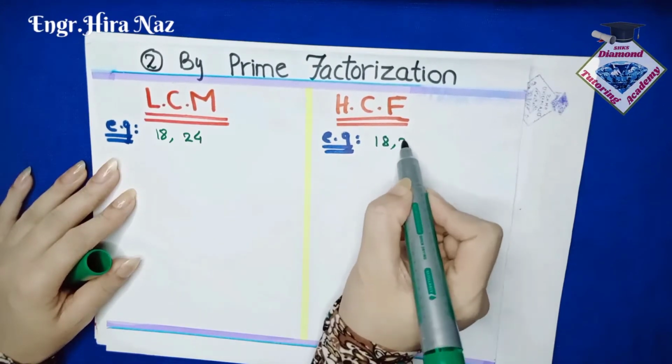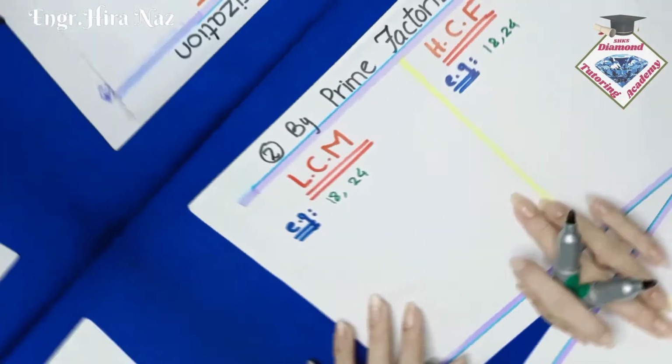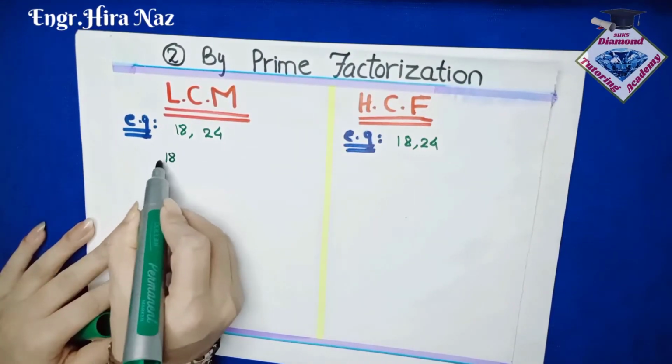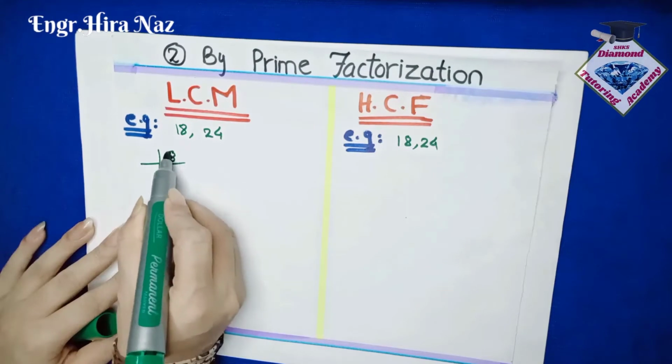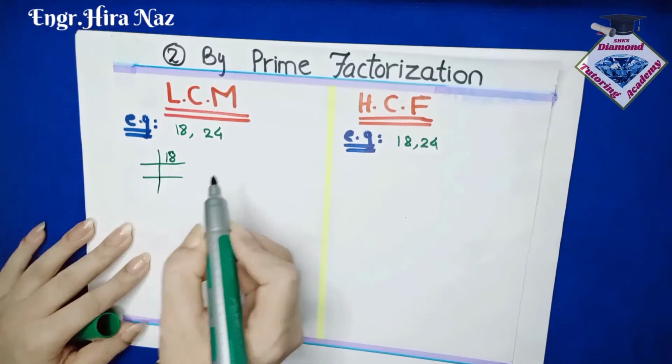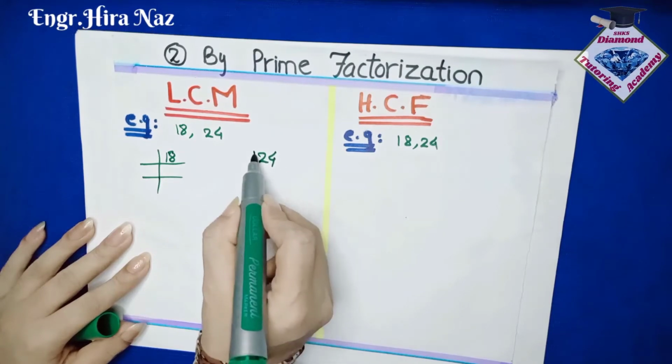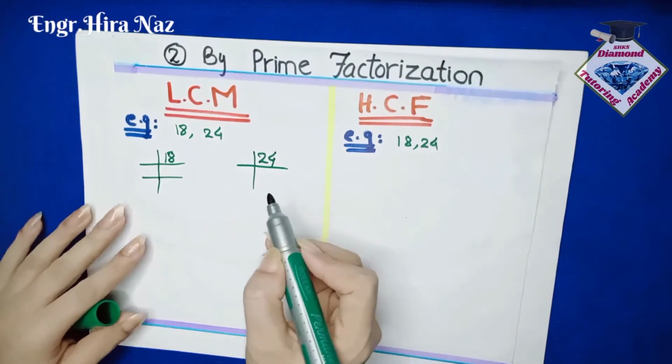18 and 24. Here what you have to do is, you have to write here 18 and you have to divide this number by some prime factor. We will repeat this method for 24 as well.